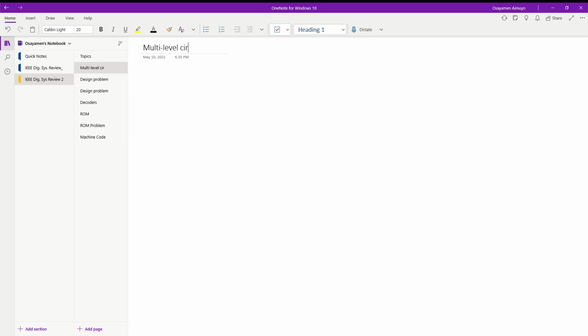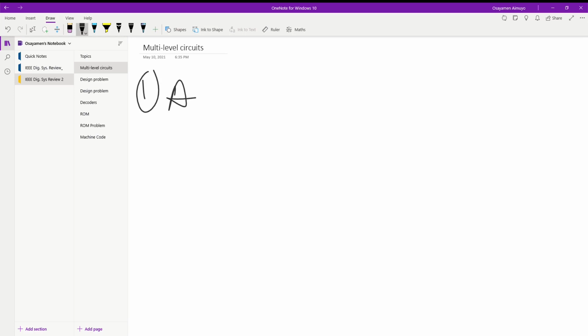for multi-level circuits, well, we have certain categories. Yes, so for multi-level circuits, we have certain categories. So I'm just going to put them on here. We have the AND-OR circuits. We have OR-AND.